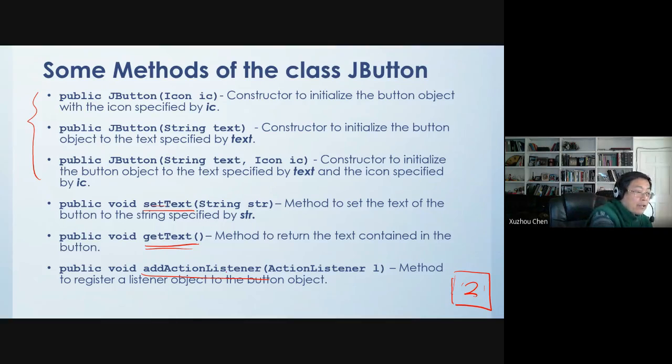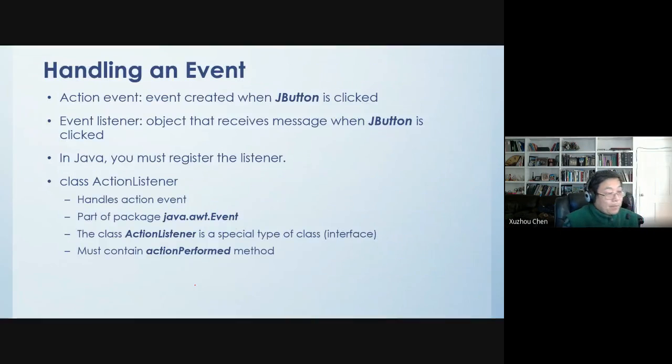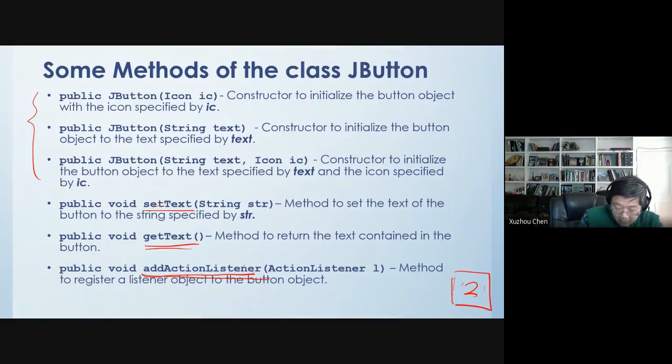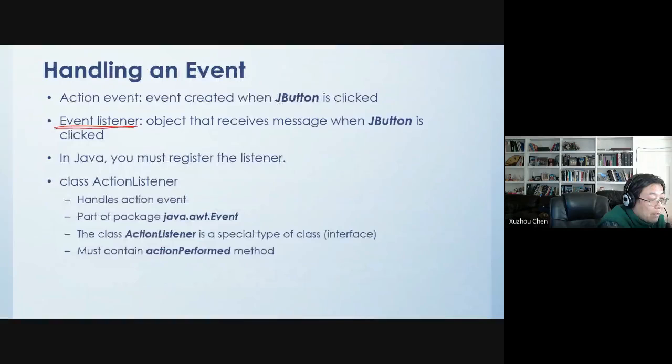So you can add an action listener for the button. Like a text field, many times with a button you're going to trigger some event, right? And the next thing we're going to talk about is how to handle the event. So when you click the button, you're going to trigger the event listener, because for the button there's a method called addActionListener. So when you click the button, you're going to trigger the event listener.